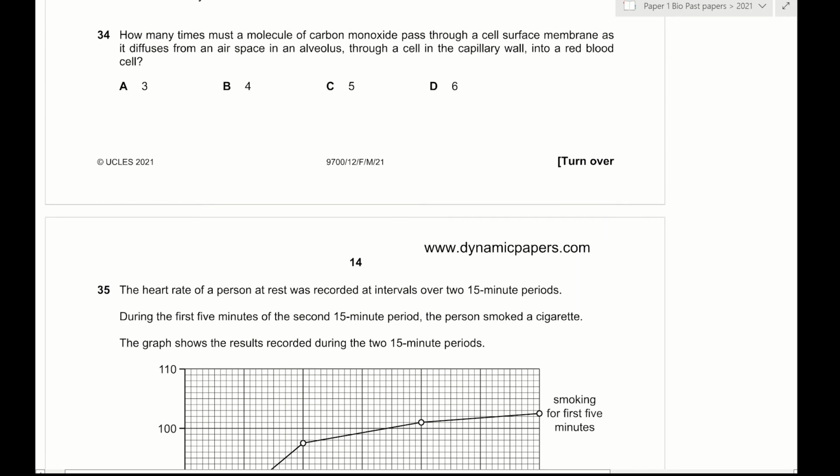34. How many times must a molecule of carbon monoxide pass through a cell surface membrane as it diffuses from an airspace in an alveolus through cell in the capillary wall into a red blood cell? So let's just assume that this is an alveolus and this is a capillary wall made up of many capillary cells and a red blood cell.